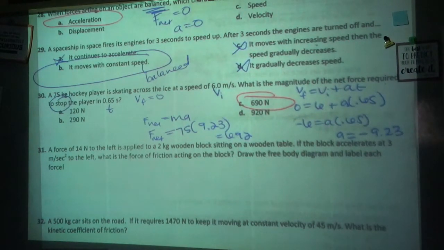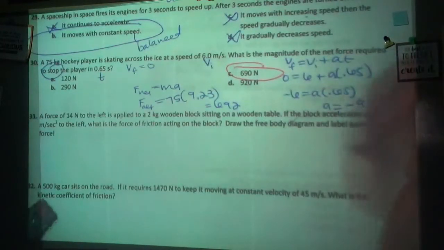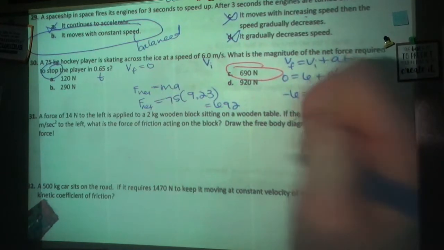Number 31, I have a force of 14 newtons to the left applied to a 2 kilogram puck. So in this case, my applied force was to the left.